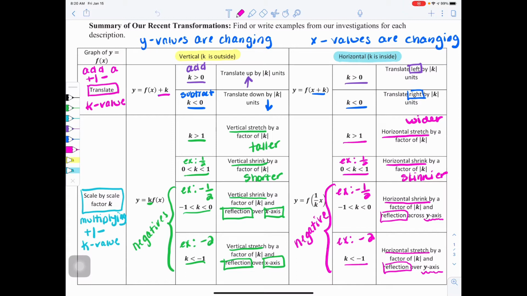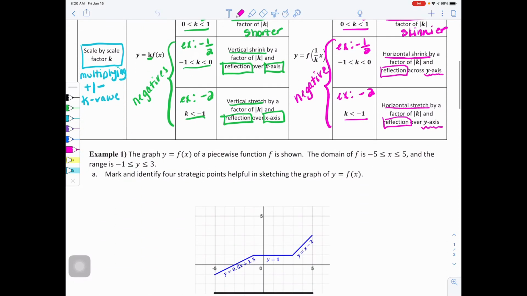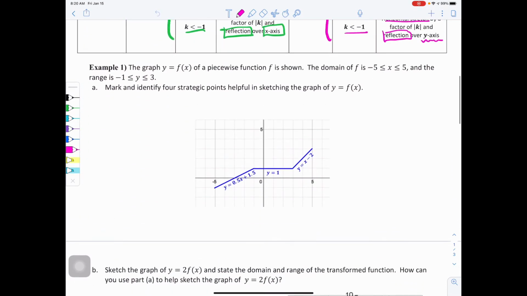When you look at horizontal inside, if it's bigger than 1, it's a horizontal stretch, which means it's wider. If it's between 0 and 1, it's a horizontal shrink, which means it gets skinnier. If you are then going to multiply by a negative as well, remember that it makes a reflection. And because it's on the inside, rather than reflecting over the x-axis, we reflect over the y-axis. So now we'll look at some examples.